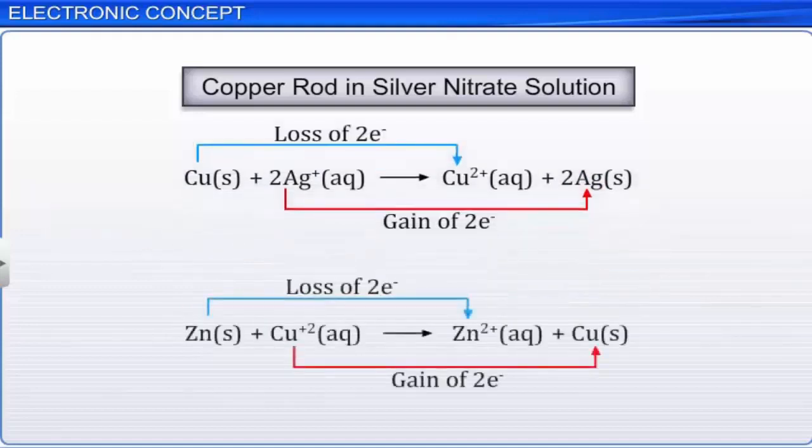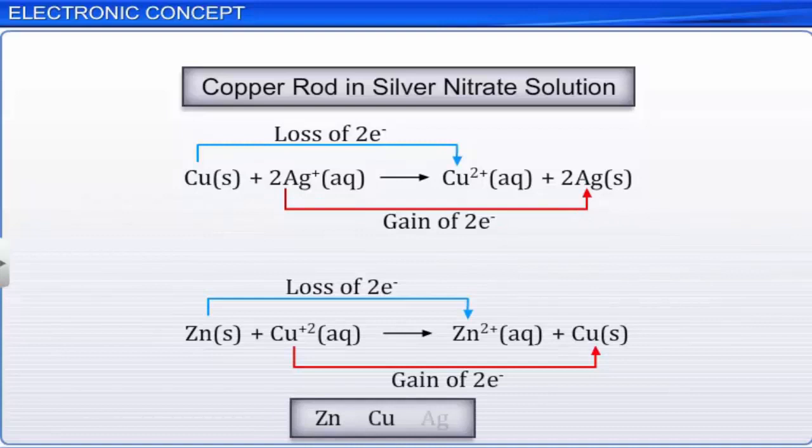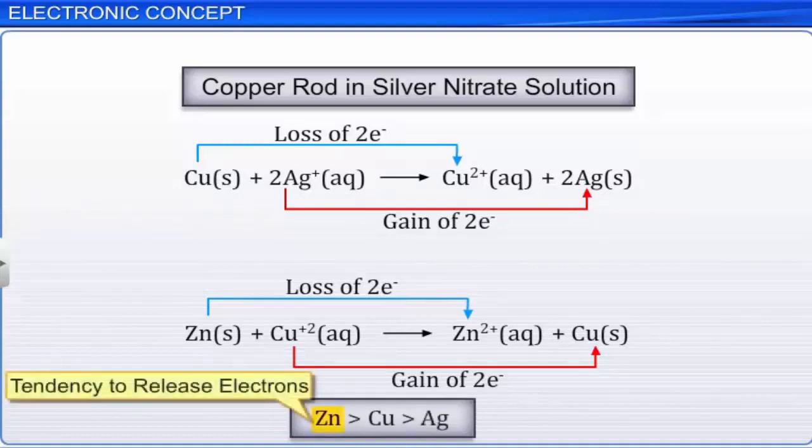From the above experiments, we can conclude that among the three elements, zinc, copper and silver, zinc has the greater tendency to release electrons than copper and silver. This suggests that metals differ in their tendency to release electrons.